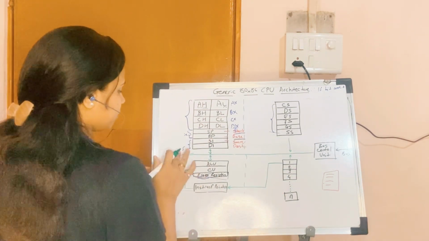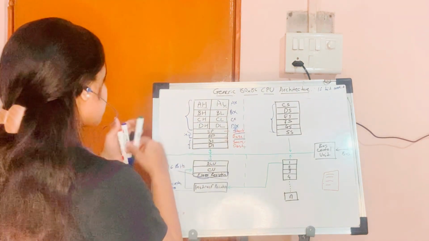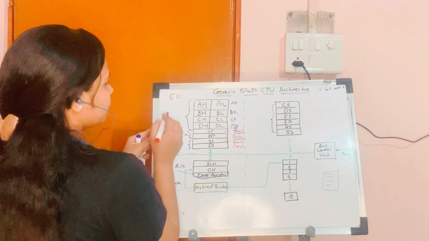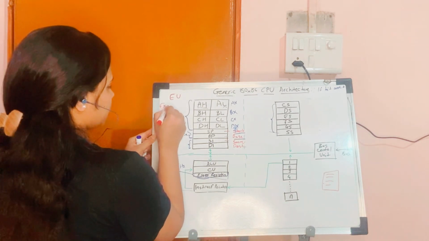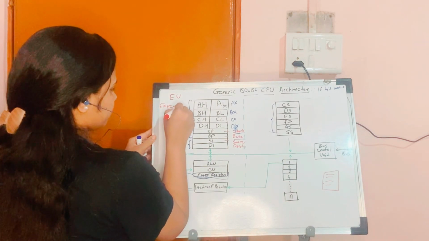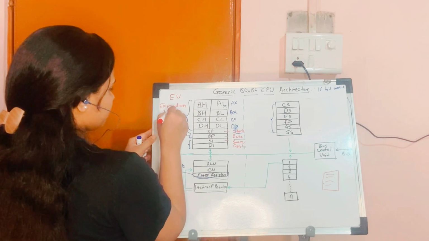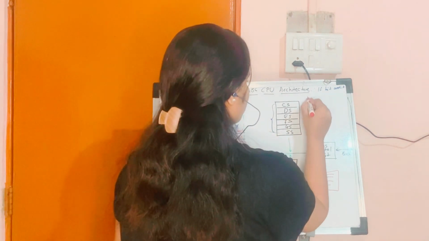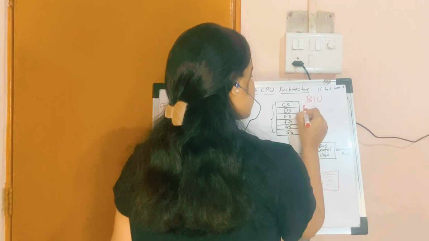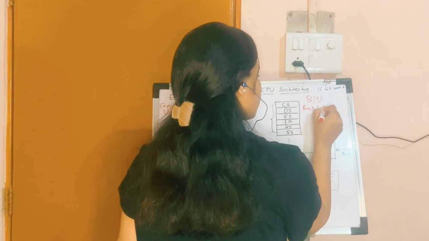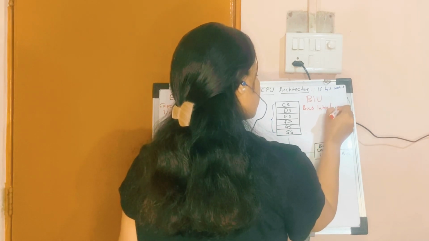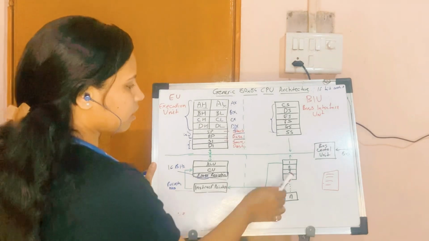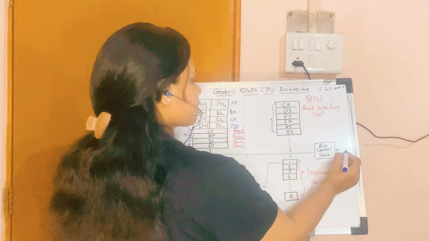There are two parts, as you can see here. I have divided it with a dotted line. This part is known as EU. EU stands for execution unit. Then there is BIU. BIU stands for bus interface unit. And then there is bus control unit. This, you can see, is the bus, right?